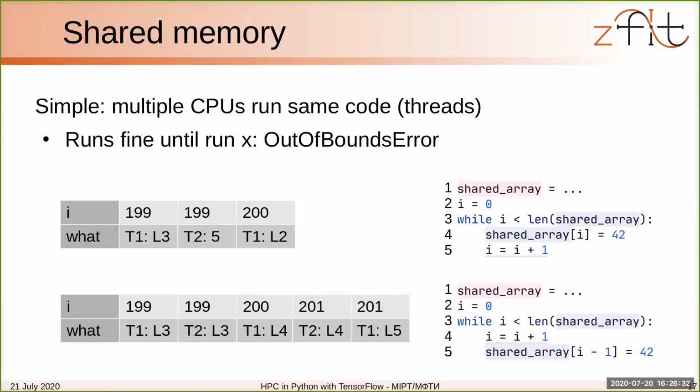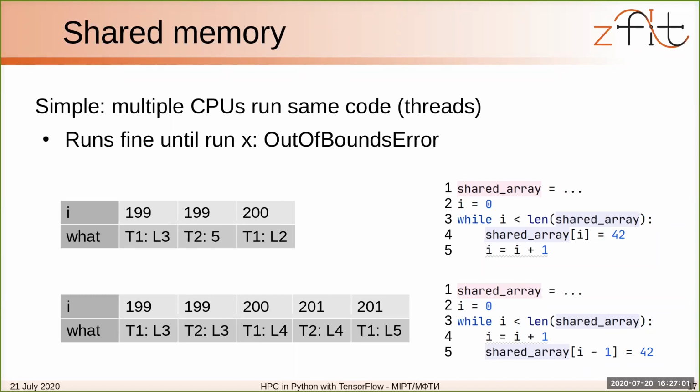Or we can also do the thing below, which is basically the same. But one problem here is so-called race conditions. If we run this code, what we will get is an index out of bounds error. It will tell you, I is 200, and there is no 200th element in the shared array.